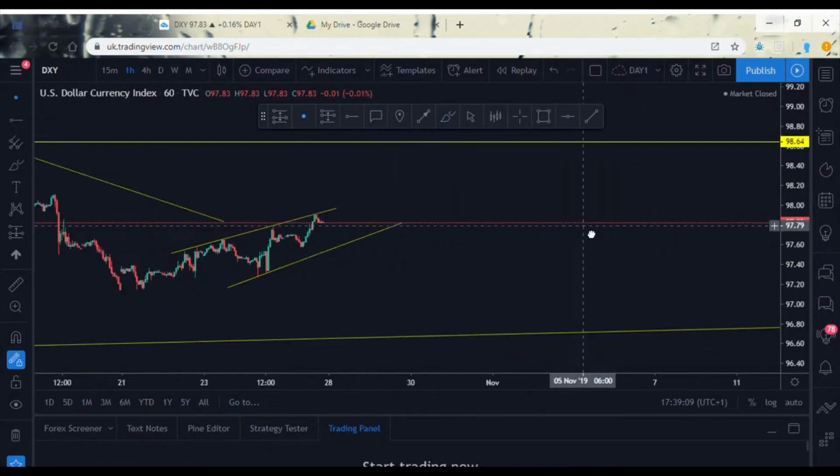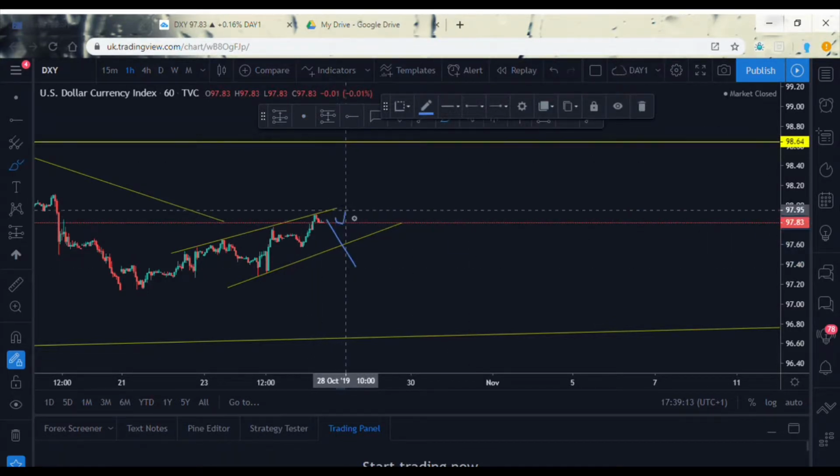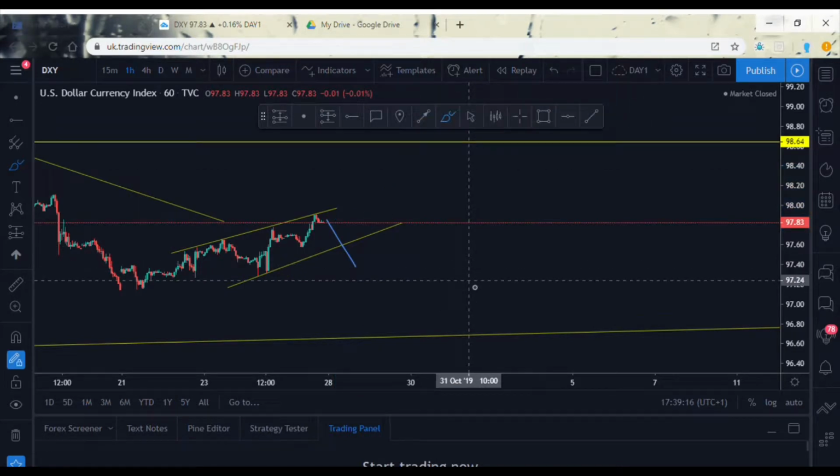Basically, we're looking at where we are now. We're on that third touch. We're looking for this more downside movement. We can also get a running channel and pop to the upside. That's the dollar index, guys.